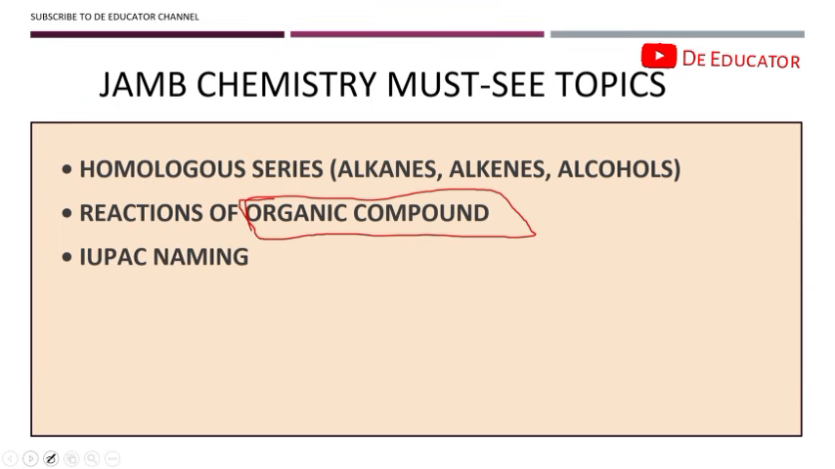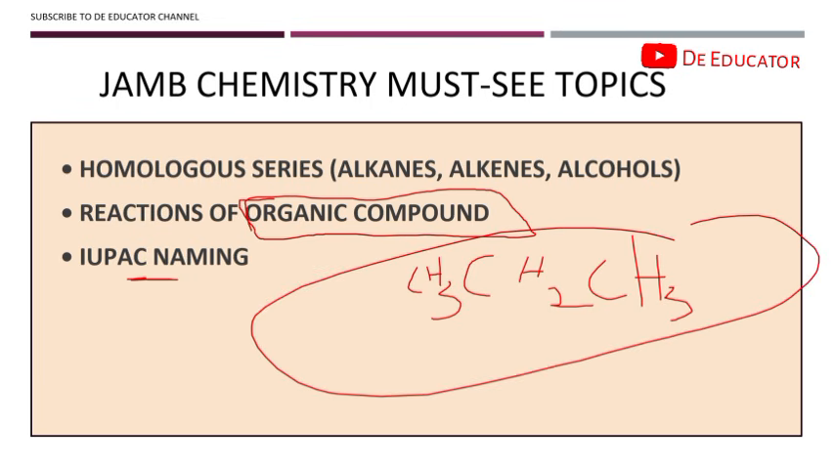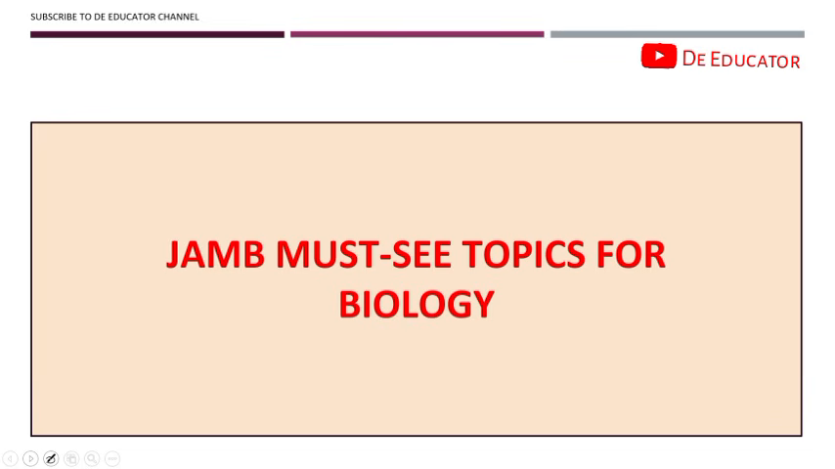Another thing is IUPAC naming. IUPAC naming is very, very important for you to name compounds. You can either see them as skeletal structure or condensed structure. If you see something like this, CH3, CH2, just like this, you should know that this is a condensed form. It's expressed in condensed form. Then when you see another structure that looks like this, that is a skeletal structure. You should take note of them.